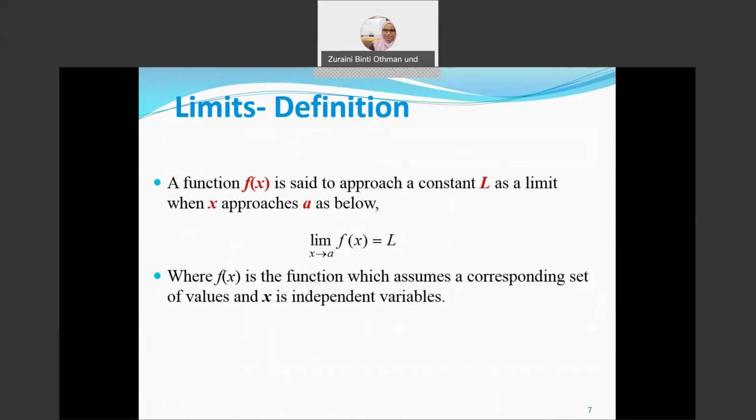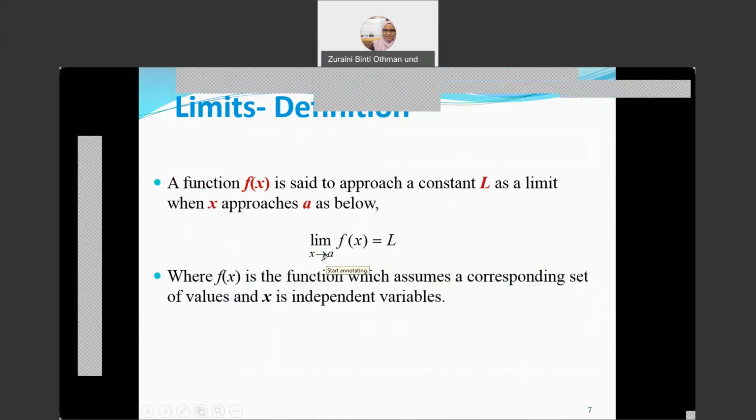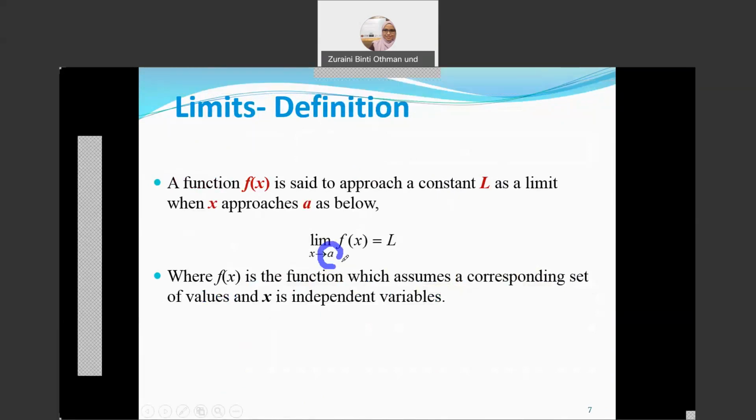Okay, now limit definition. Function f(x) is said to be approached to a constant L as a limit when x approaching to A. Okay, this is the term, maksudnya dia punya form. Macam mana dia punya bentuk limit ni. Bila dia menghampiri A, okay, f(x) dia dikatakan menghampiri satu constant L, where x is the function which assume a corresponding set of value, x is independent variable.